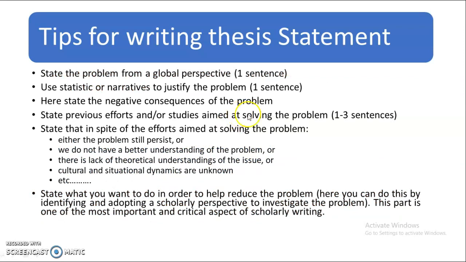So I'd like to take you through the tips for writing a thesis statement. The first one is that you state the problem from a global perspective. I'll show the example. You can do that in a sentence. We shall see the example. And then the second tip is that you show the statistics and narratives that justify that there is a problem. That is in a sentence. And then the third tip, you state the negative consequences of that problem, of course with justifications and evidence.